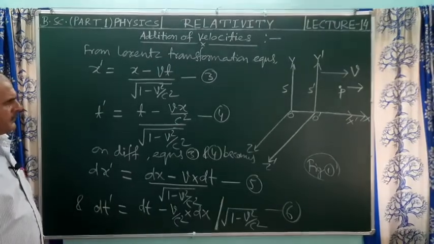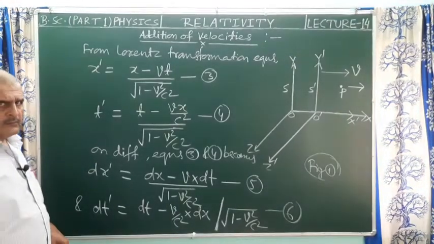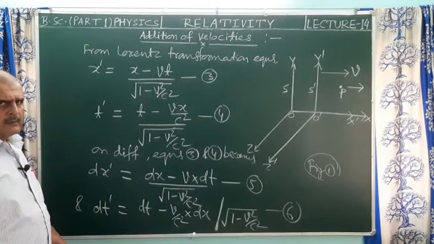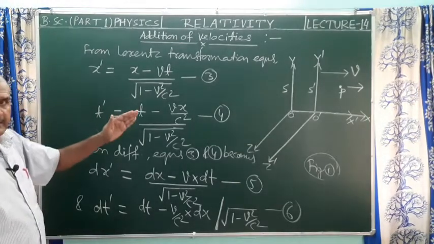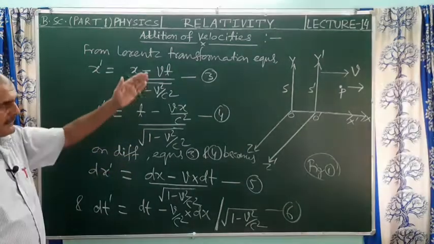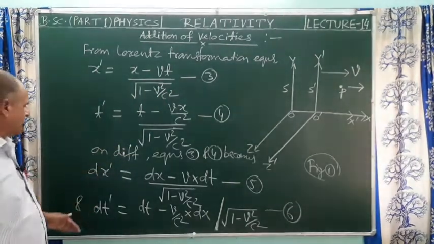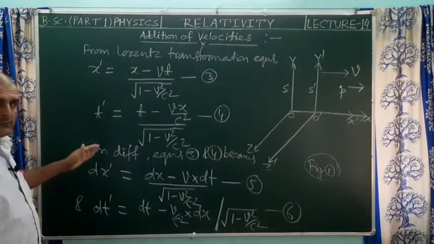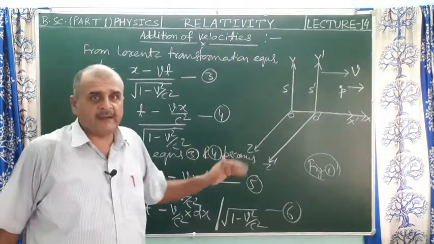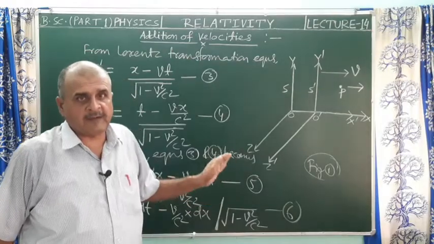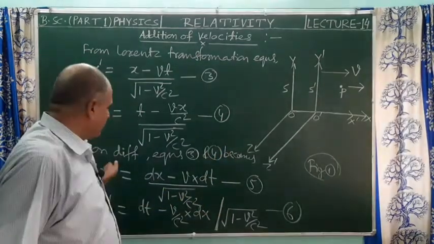the velocity of the object can be found in frame S from the observer of S, and then from the observer of S dash. u is the velocity of the object in frame S, u equals dx by dt, and the velocity of the object in frame S dash is dx dash by dt dash.